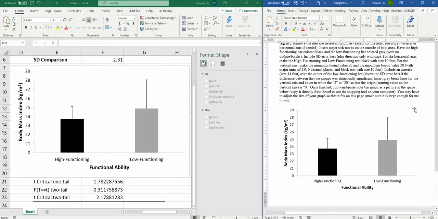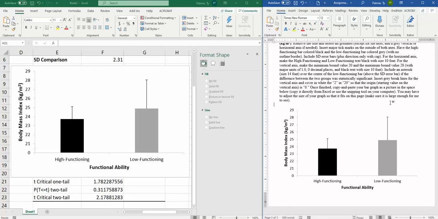So definitely make it large enough for me to see. Okay, but if you need to make a slight adjustment, smaller or larger, in order for it to fit on the page, then please do so. That looks really good right there. All right, so we made our nice bar graph there.